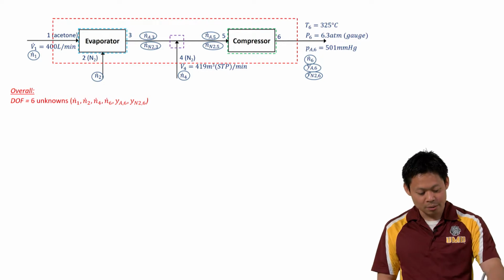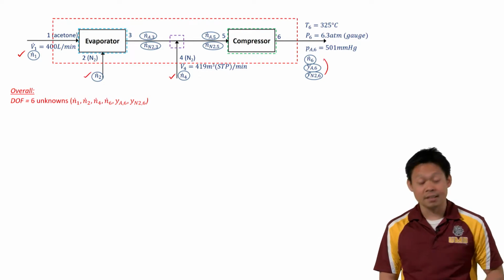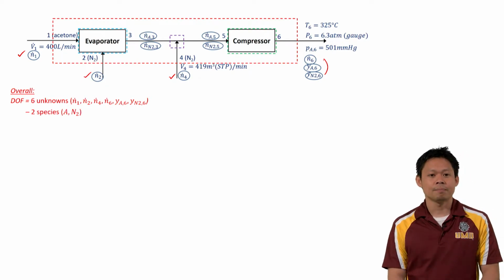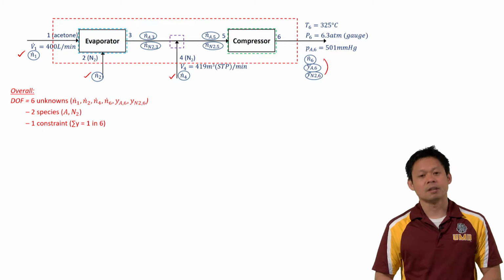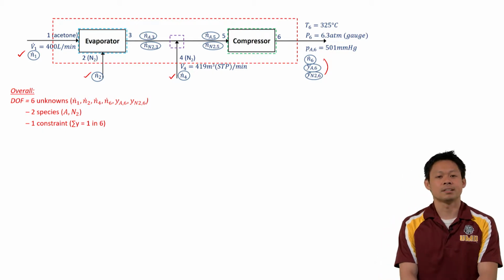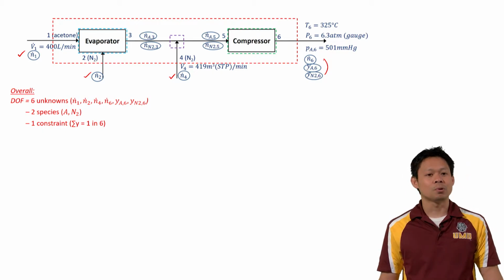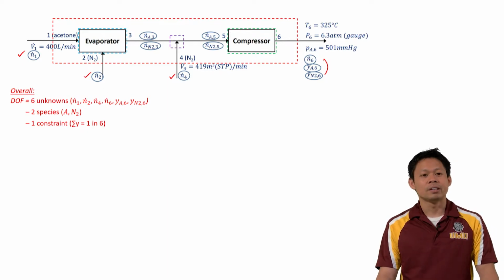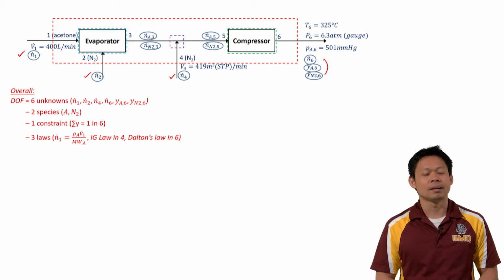We have 6 unknowns. We have N1, N2, N4, and then the 3 unknowns in N6. We have 2 different species, our acetone and nitrogen. We have our 1 constraint, the sum of mole fractions have to sum up to 1 in stream 6. So there's nothing new at this point. It turns out that in the overall it's going to be 0, and we have 3 different laws in our overall system. So what are the 3 laws?